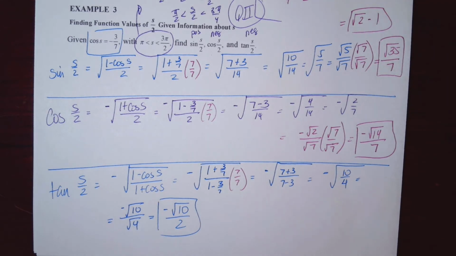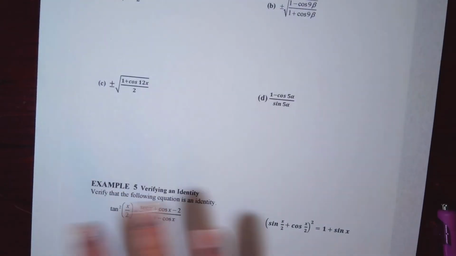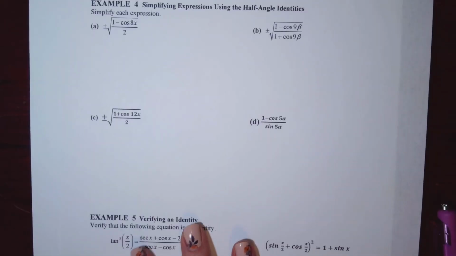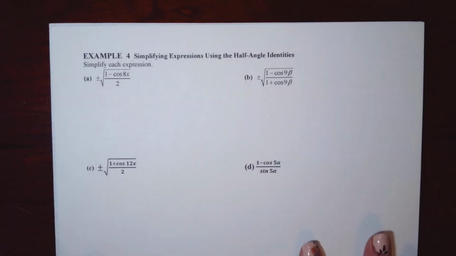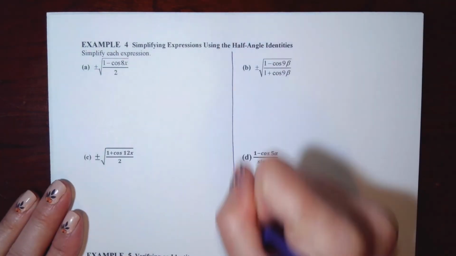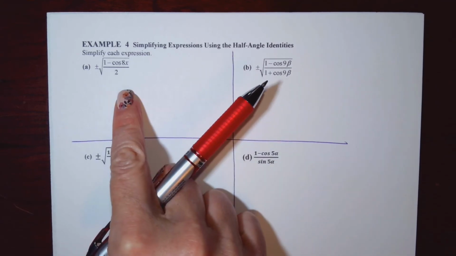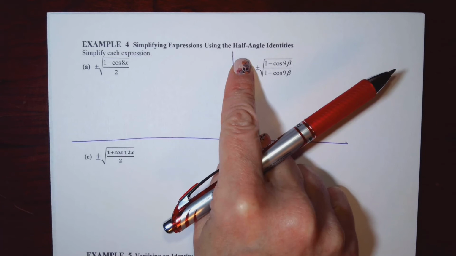Whichever way you see to move forward is going to be okay, unless it specifically tells you to use your half angle identities. Okay, let's do a few more examples, and then we will be done with chapter 5 and ready to move into chapter 6. All right, I'm going to kind of divvy up our space here. Simplify each expression using our half angle identities.